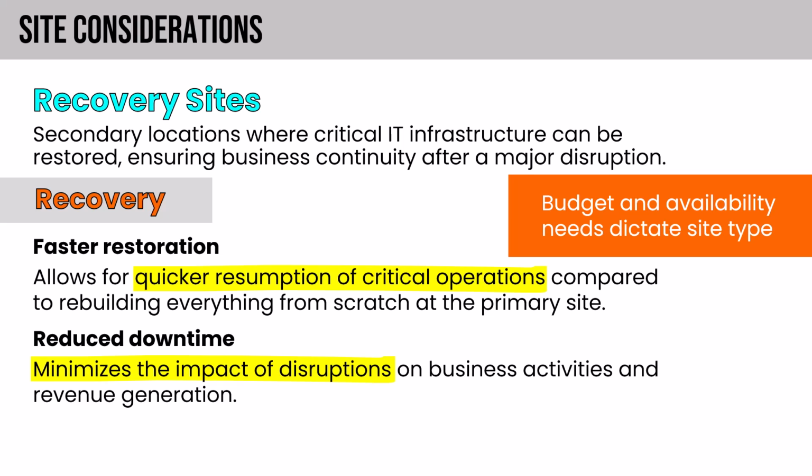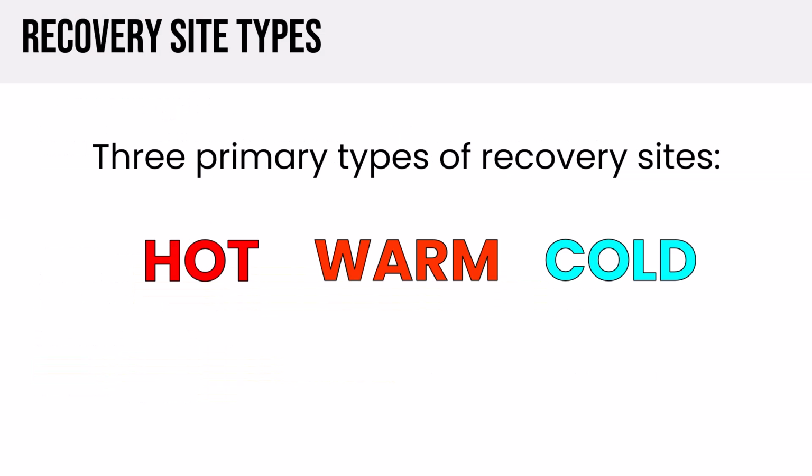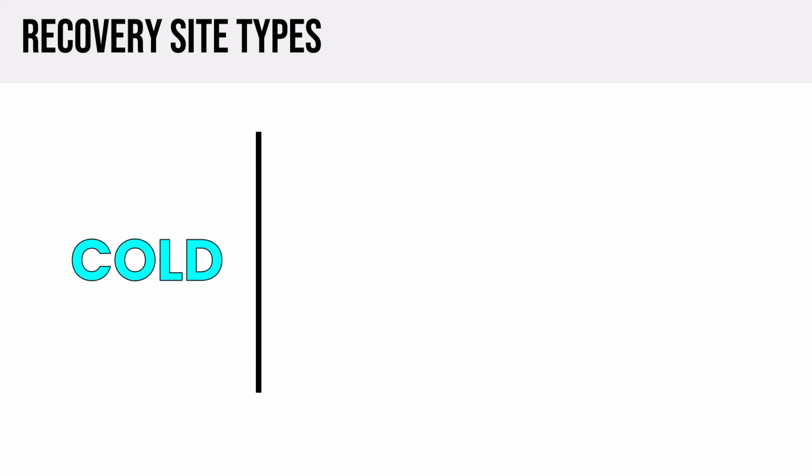So from that perspective, we see 3 types of sites called out in the syllabus, and those are hot, warm, and cold sites. And there's room for a lot of nuance in creating hot, warm, and cold sites. They're not all the same, but I'm going to give you the high-level definitions that will allow you to focus in on the core intent for the exam. So let's start with the cold site.